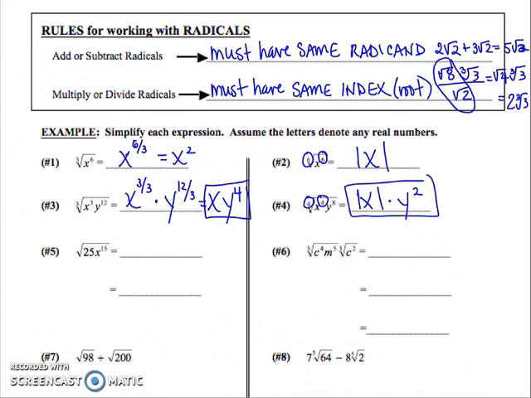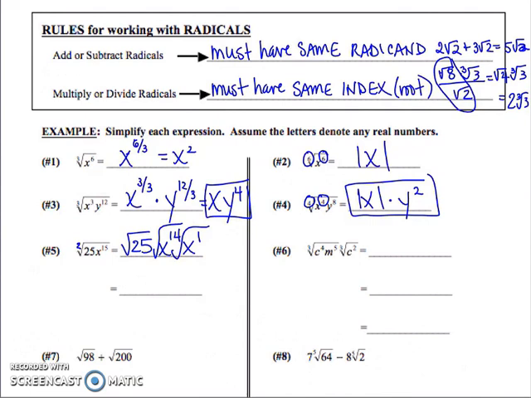Number 5, I'm going to split this apart a little bit. Now keep in mind our index here is an invisible 2. Square root of 25, that's easy. We know that the square root of 25 is going to be 5. But 15 can't be nicely divided by 2. So I'm going to split that 15 apart, that x to the 15th apart, into 2 pieces. I'm going to split it apart into x to the 14th and x to the 1st. And of course, then I'm taking the square root of both of those.